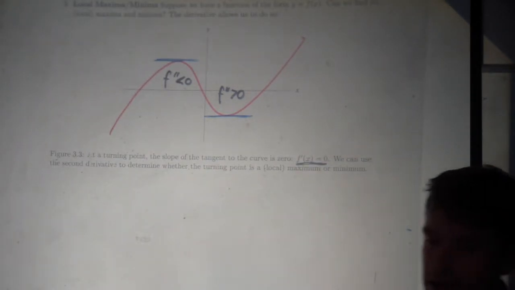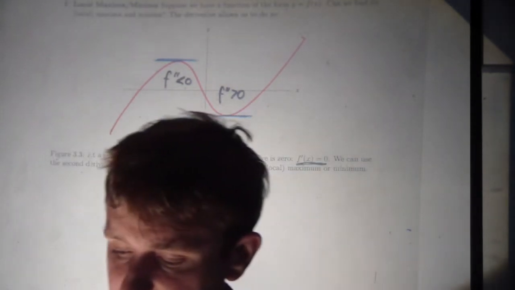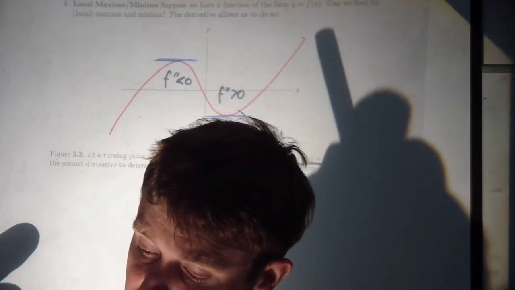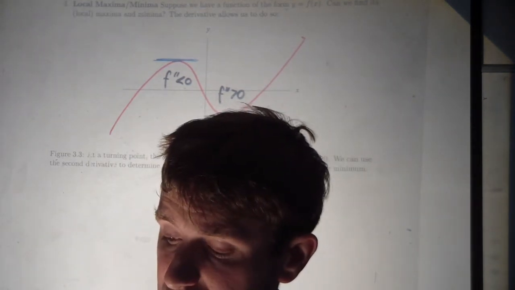Indeed, if you do it with x squared, the second derivative of x squared is 2, which is positive, so x squared is a happy u. And if you look at minus x squared, the second derivative is minus 2, which is negative, so minus x squared is sad.